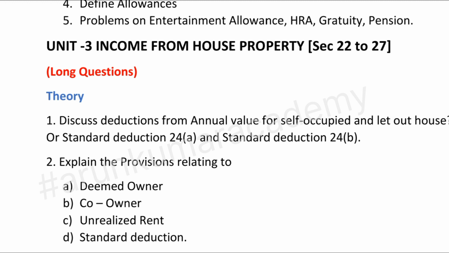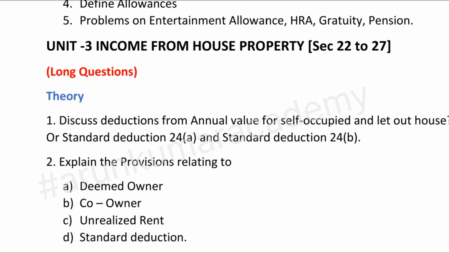And when it comes to theory, these are some important theory questions, like discuss deductions from annual value for self-occupied and let out house, or standard deduction under section 24A and section 24B. Standard deduction 24A is a compulsory deduction to every assessee who is having income from let out house. The deduction is given at a flat rate of 30% on NAV. Then section 24B is all about interest on home loan.